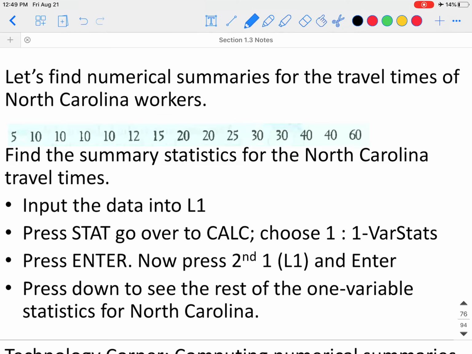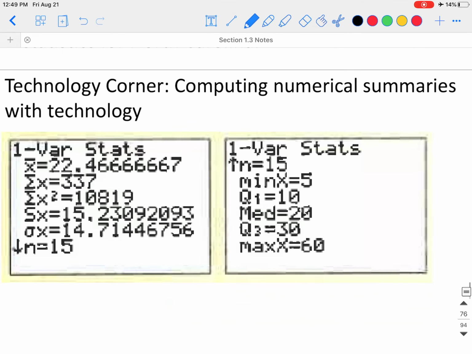So this can actually show you the minimum, the Q1, median, Q3, maximum. It can tell you the mean and the standard deviation. So if you look, it tells us we have a mean of 22.46 repeating. The sum of the x values is 337. Our standard deviation, Sx, which is your standard deviation of a sample, is 15.23, and the sigma sub x, which is the standard deviation of a population, is 14.7.